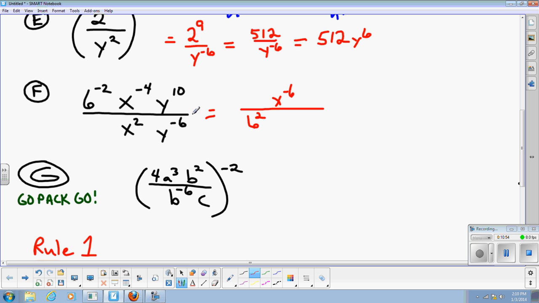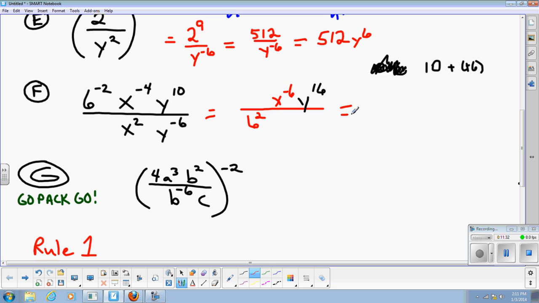And then I have the y part. I have y to the 10th over y to the negative 6. 10 minus negative 6. Same, change, so it's 16. I have y to the 16th, don't I? Y to the 16th. So the question now is, what do I do with all of this?